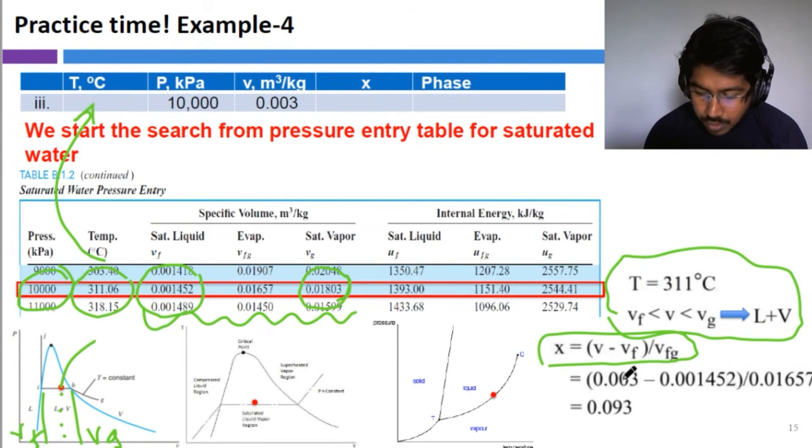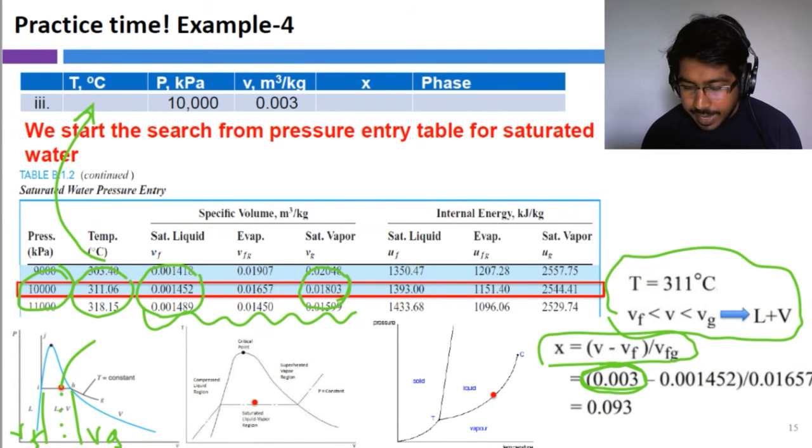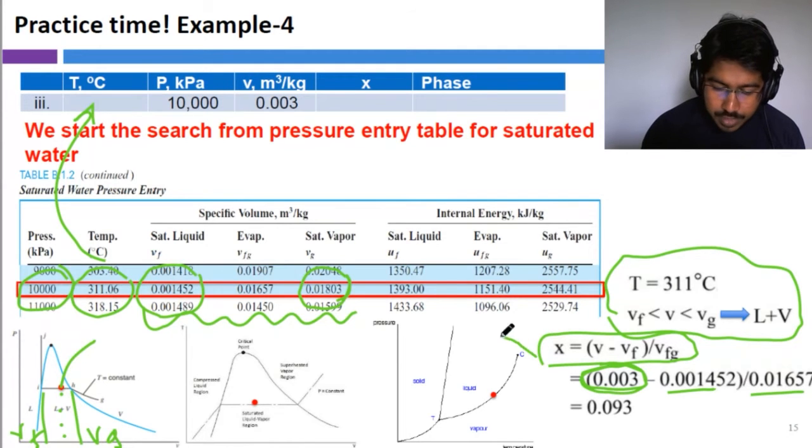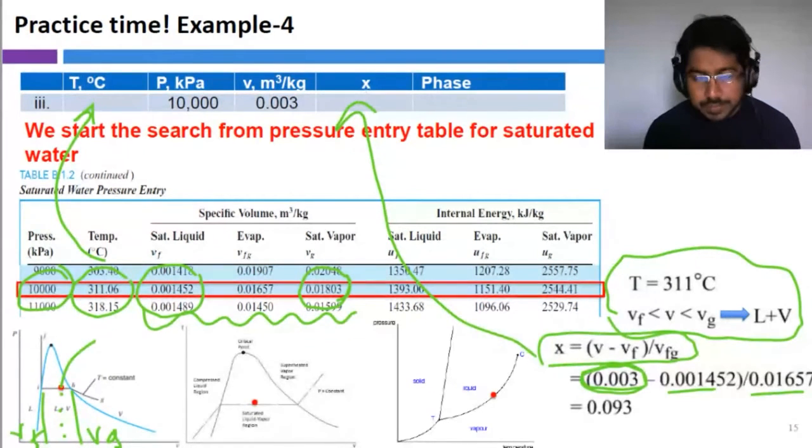The specific volume of our substance is given by v, so we put that in, and vf and vfg can be taken from the table. Then we calculate this x value and plug that into the table. And what's the phase? You can say L plus V, that means liquid plus vapor region, or you can say two-phase region.